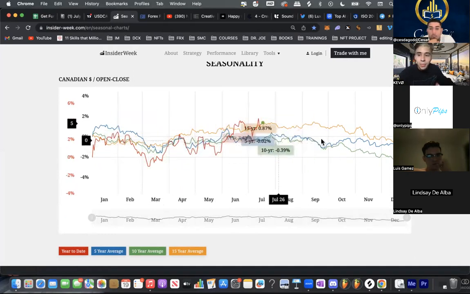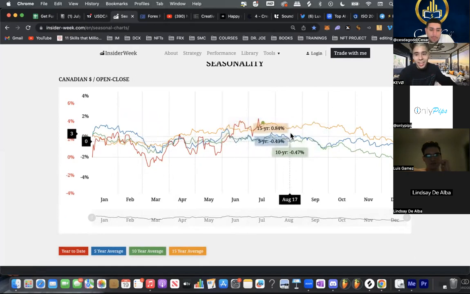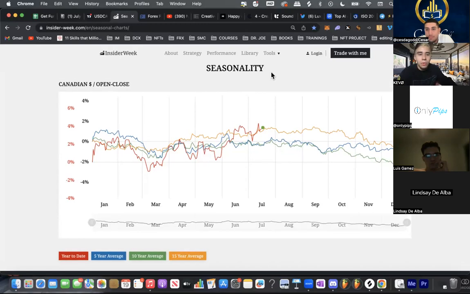So maybe we could catch a nice top of CAD. Maybe we catch some shorts and just swing that, or at least intraday, whatever you trade. But I've been practicing swinging more, just because I want to hold positions longer and stack those. But yeah, let me drop this for you guys. You guys can check this out as well.